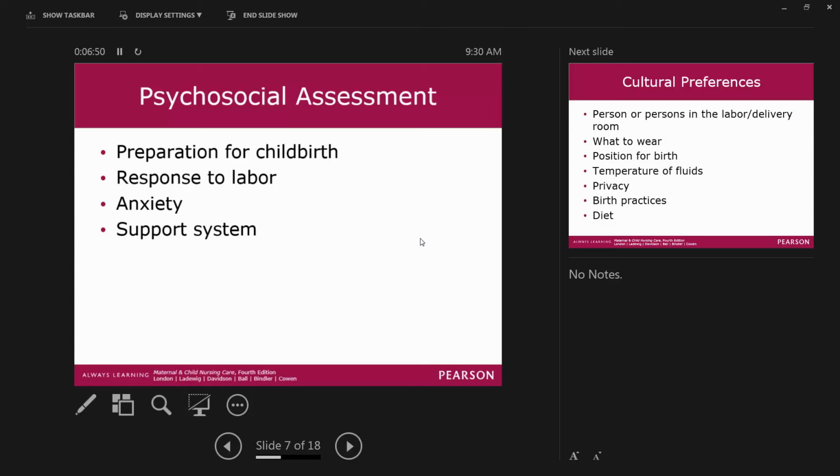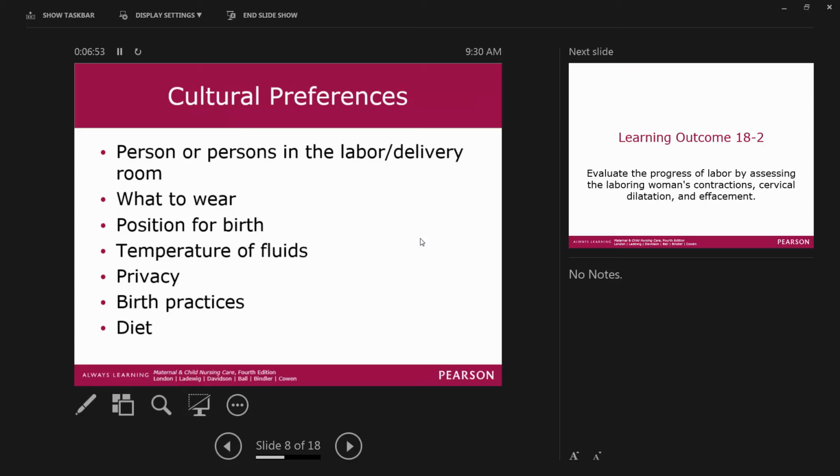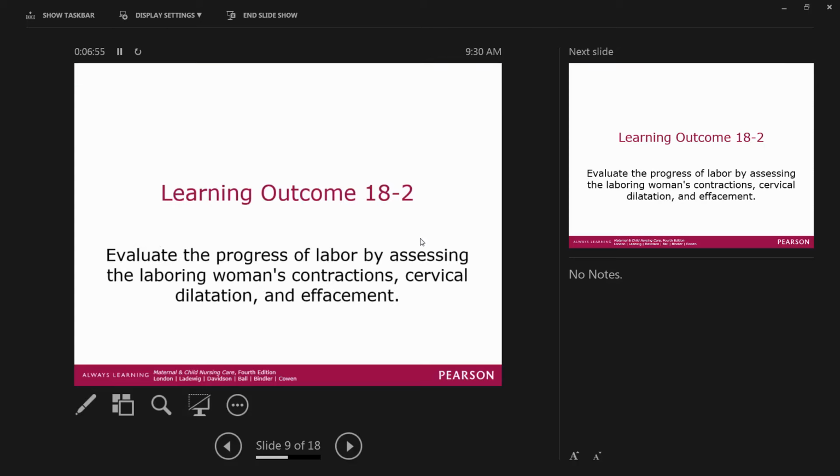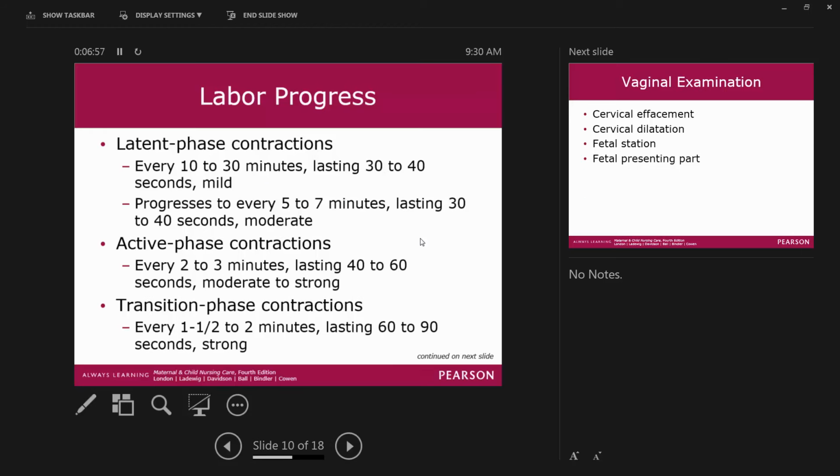Psychosocial, very important. I don't mean to skip over it like it's not, but I'm going to. Culture, okay, so we need to ask about these things. All right, I can probably slow down a little bit. Deep breaths, happy thoughts.